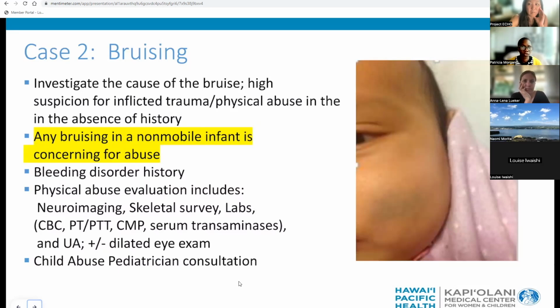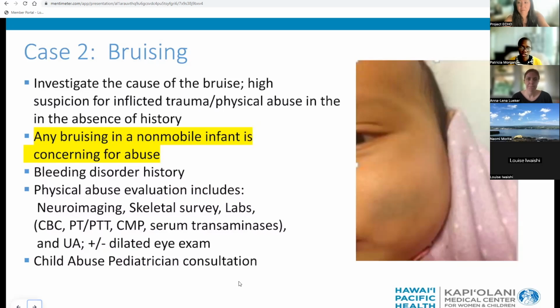So again, we would ask about bleeding disorder history, because we want to make sure that we have all the things on our differential. And I have had patients who've presented with bruising that is suspicious that ended up having a bleeding disorder. But I would like to just say that a bleeding disorder and a highly suspicious skin finding are not mutually exclusive. You can have a child who's being physically abused who also has a bleeding disorder.